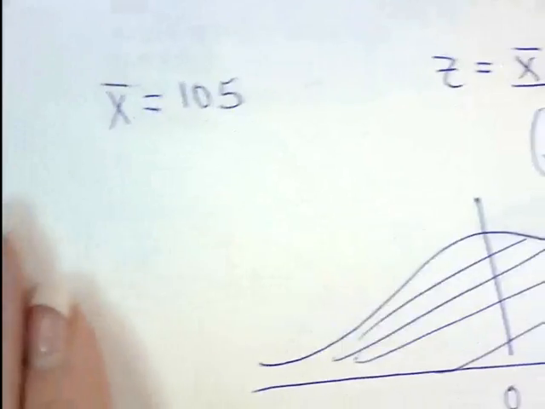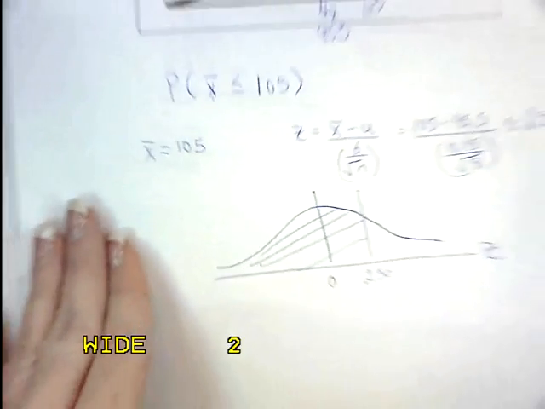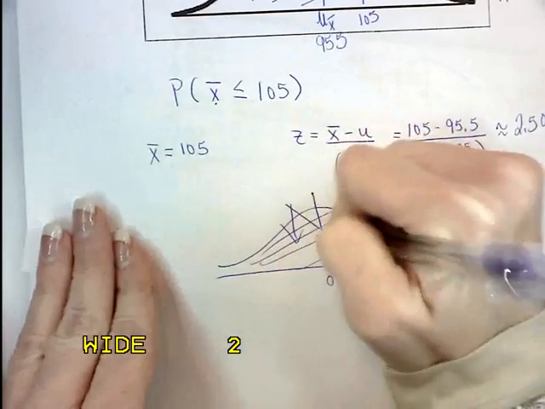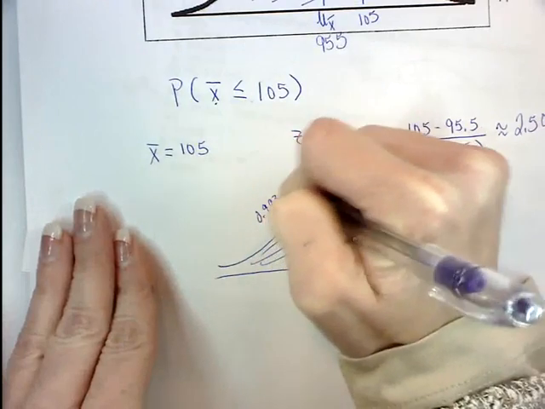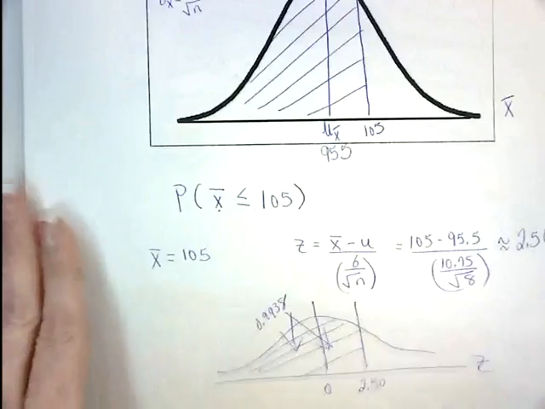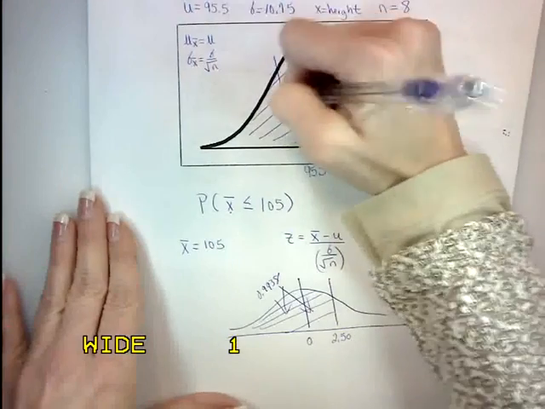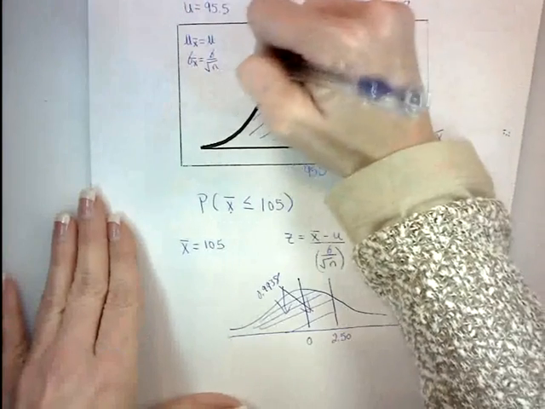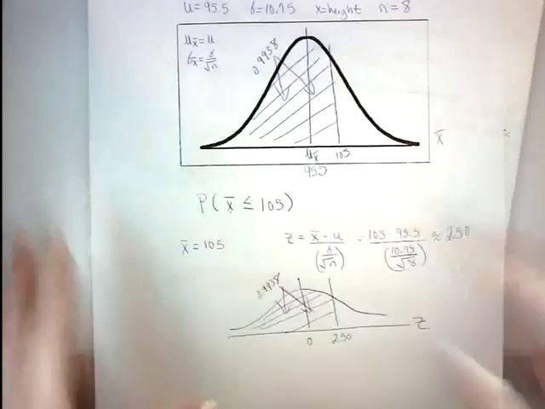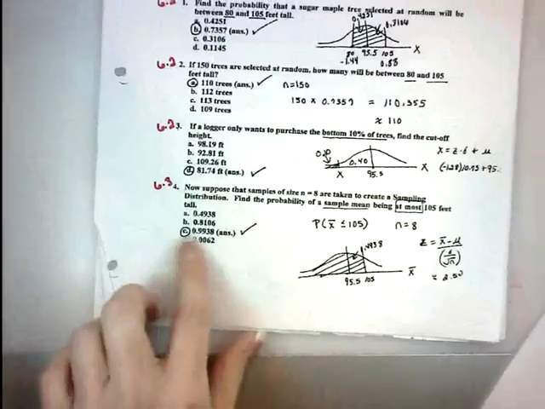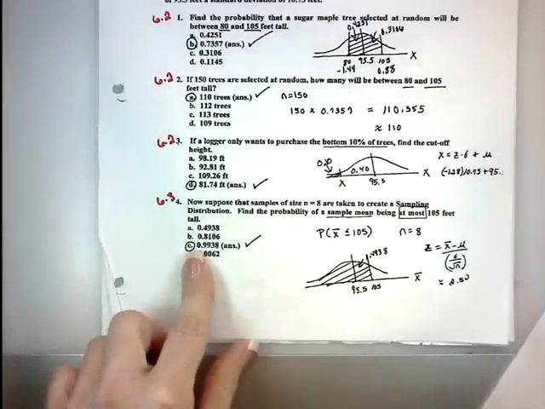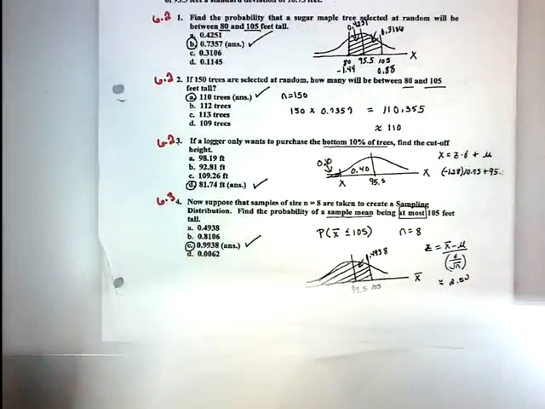So I'll write that down. According to the table, this is 0.9938. So up above, this area also is 0.9938. So the answer is C, 0.9938.